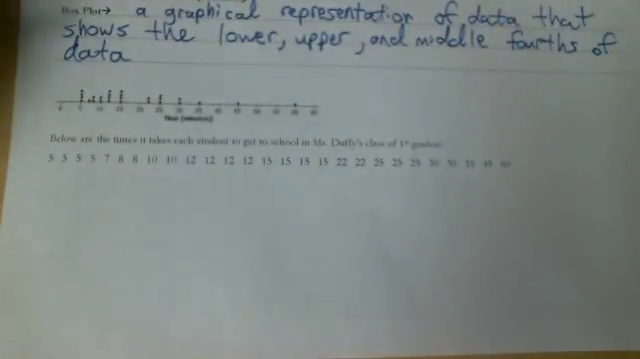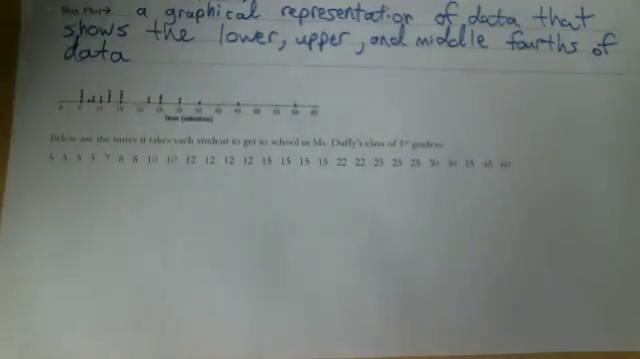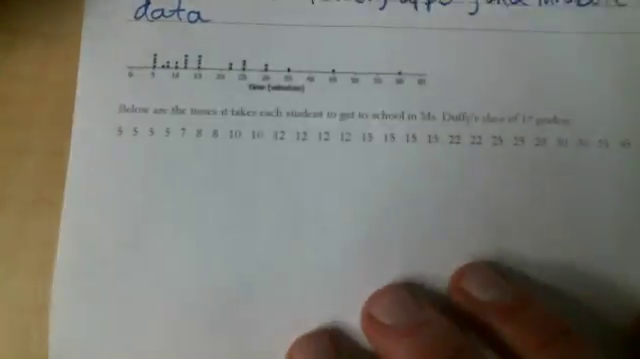So what we have here is this dot plot. The dot plot has all of the times it takes Miss Duffy's first graders to get to her class. You can see students range anywhere from 5 minutes to get to school to 60 minutes, 1 hour to get to school. So let's actually think about how we would do this using a box plot.